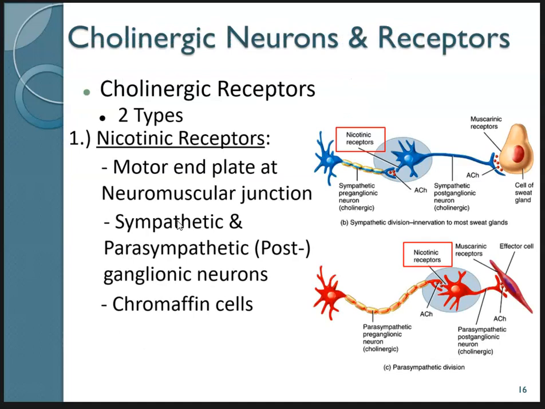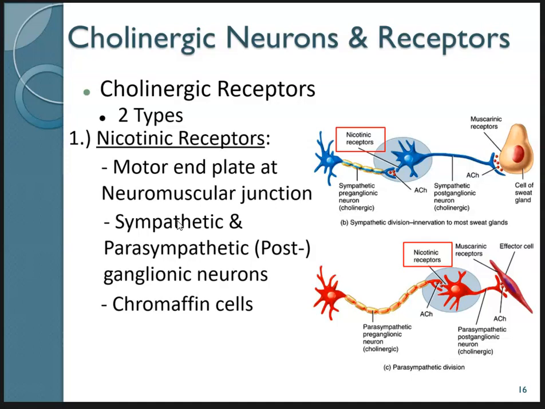So let's look at the nicotinic receptors. You can think of them as found on the target of the first neuron. So if it's only one neuron, like our somatic nervous system, right, on our skeletal muscles, it's going to be nicotinic.